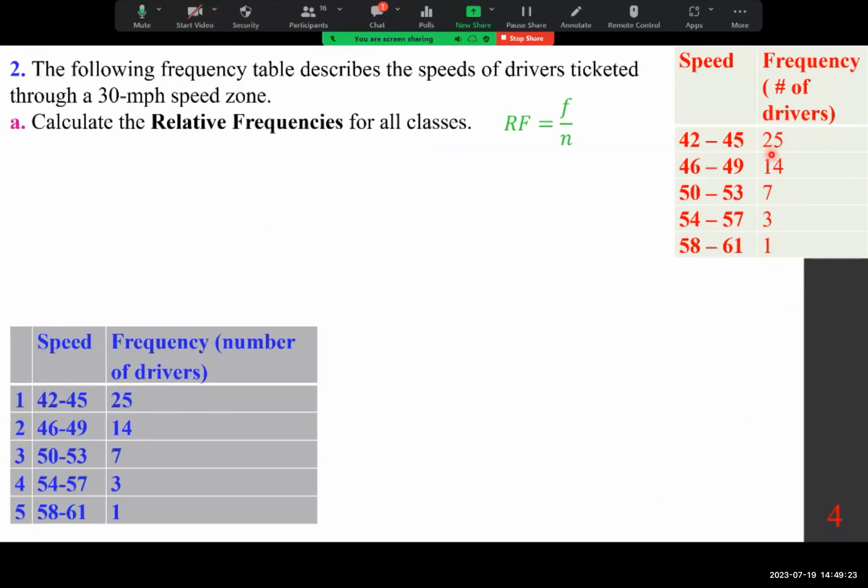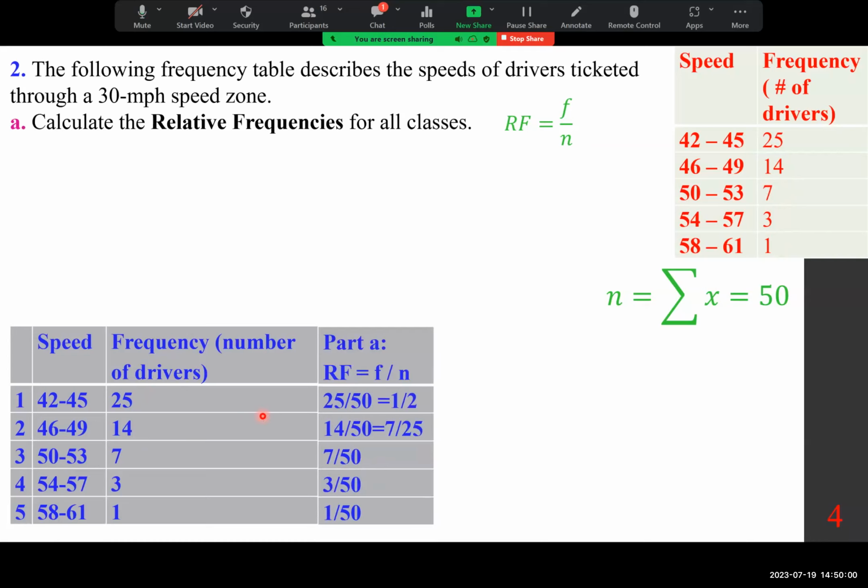Now, what is the total size? n is the summation of f, and we're going to add them up. And we get 25 plus 14 plus 7 plus 3 plus 1. We get a total size of 50. I assume that's easy for everybody to do. So that's called relative frequencies now. 25 divided by 50, 14 divided by 50, and so forth.